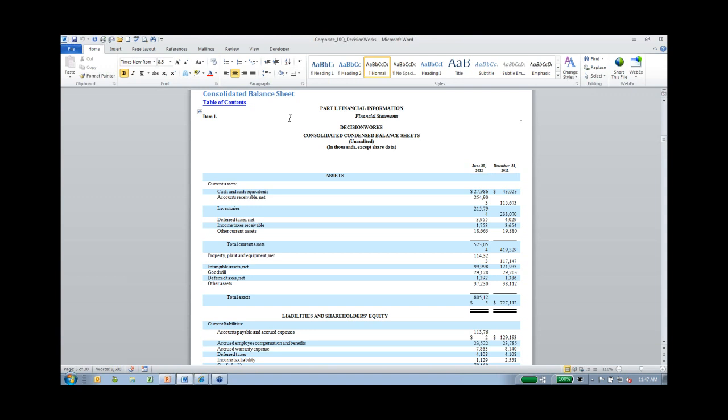So in this case, it's 10Q. It's the balance sheet view that we're looking at right now on this particular page. We're opening it up in Microsoft Word. Well, how did we actually get to that point? So let's go take a look at that.